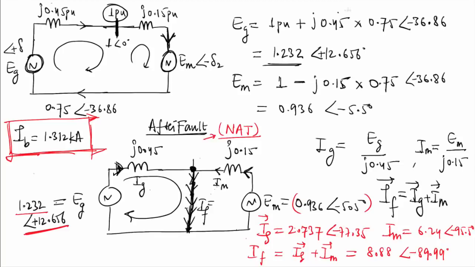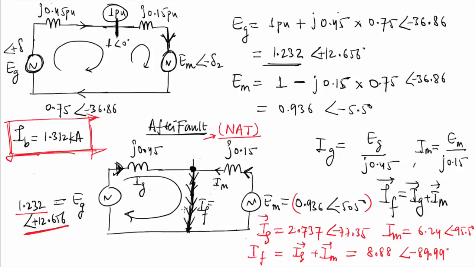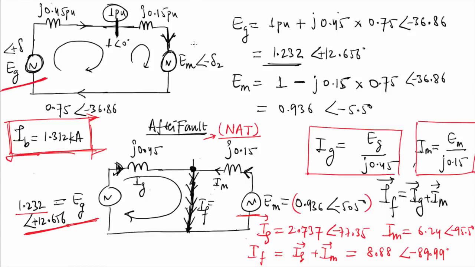Now the main problem is, if you solve these questions this way, it will take 10 minutes. I can assure you it will take 10 minutes. Why? Because you have to find the value of EG and EM. Without finding the EMF across the generator and the EMF across the motor before the fault, you cannot find the fault current after the fault. If EG is unknown, we cannot find the fault current. That is the reason this method is a little bit complex.